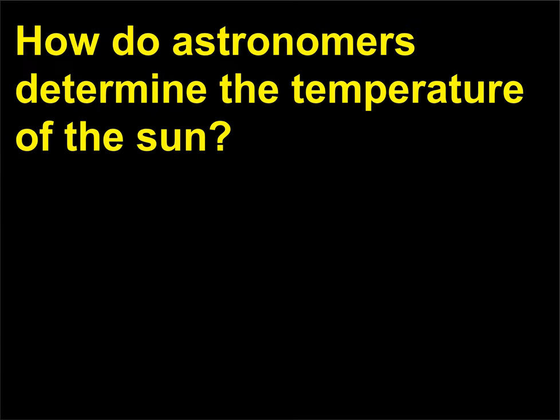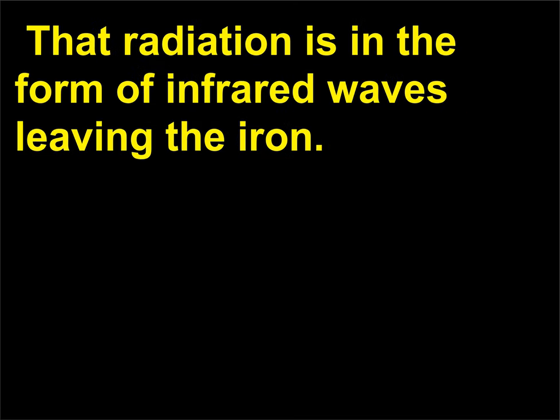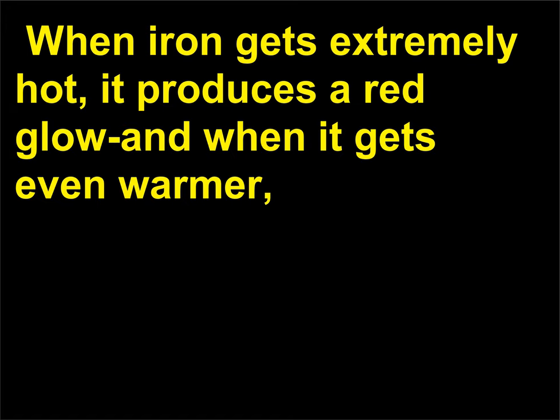How do astronomers determine the temperature of the Sun? When iron is hot, you can feel the energy radiating from it. That radiation is in the form of infrared waves leaving the iron. When iron gets extremely hot, it produces a red glow, and when it gets even warmer, it can take on a whitish glow.